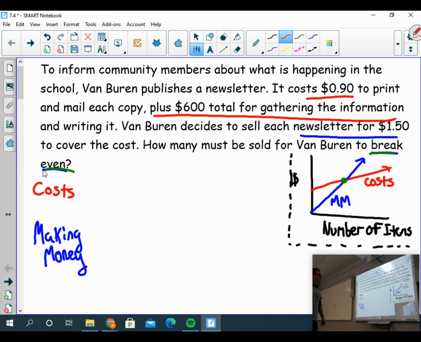Let's start with cost. It costs us 90 cents to print and mail each copy, plus $600 for gathering the information and writing it. What I don't see, even though I typically look for it, is a total. I don't see anywhere that indicates Van Buren spent a grand total of blank creating the newspaper. I see how much each part costs, but I don't have a total amount of money spent. So we'll use T for total money.